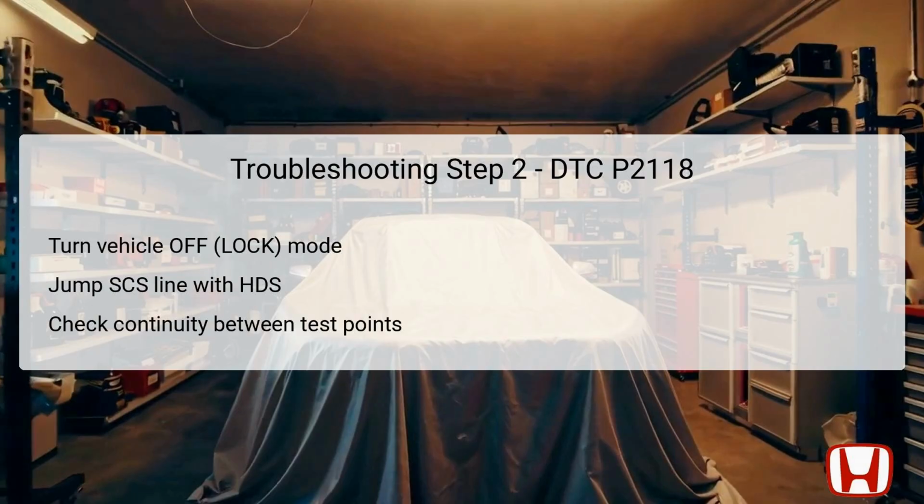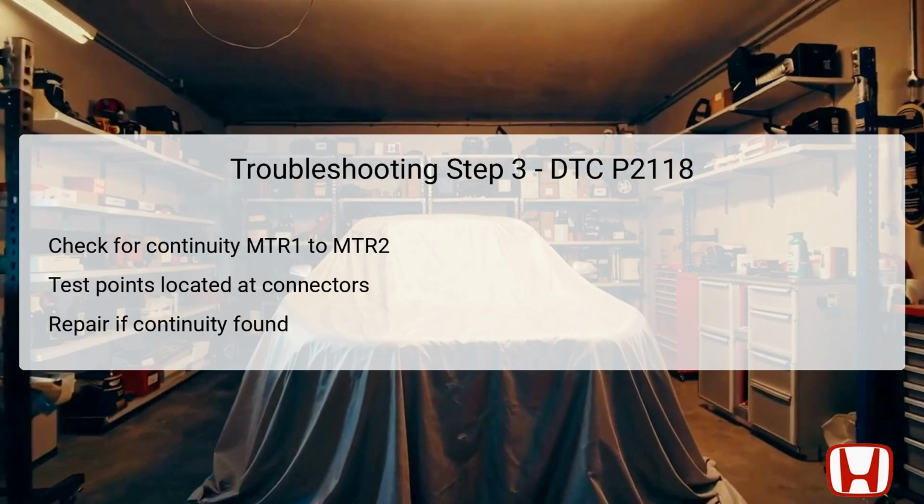Test point 1 is the female terminal number 3 at the throttle body 6P connector, while test point 2 is located at PCM connector E number 76. If continuity is present, proceed. If not, repair any identified open in the SG3 wire between the PCM and the throttle body.